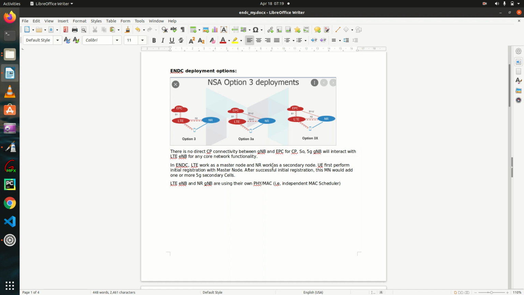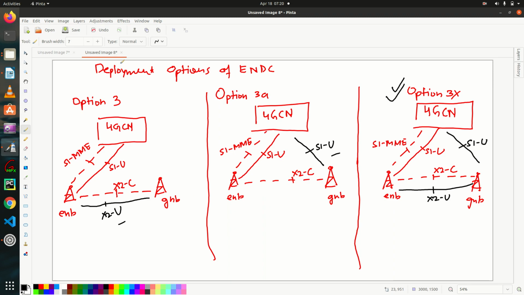In ENDC, LTE works as the master node and NR works as the secondary node. I have already told you this: this eNode B is your master node and this is my secondary node. It takes care of signaling with the core, and it will also add the secondary node if required.